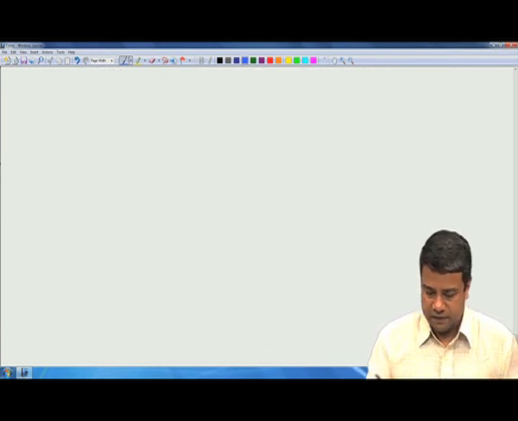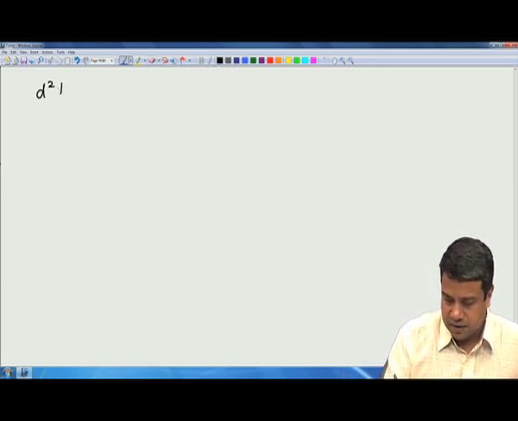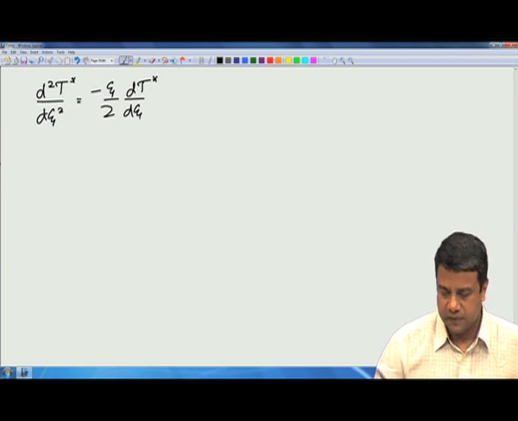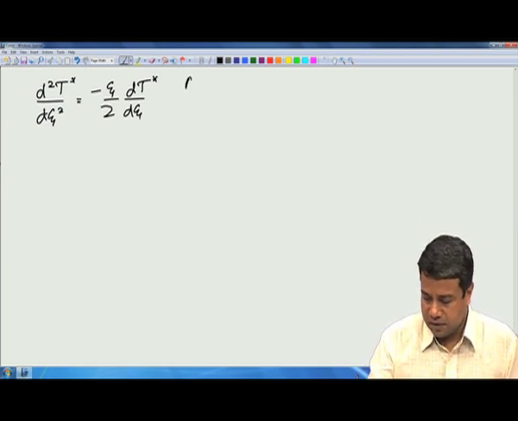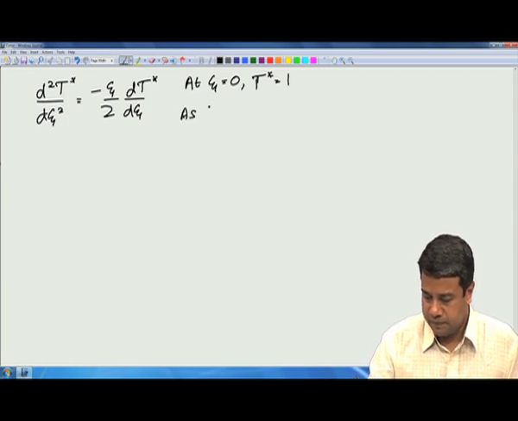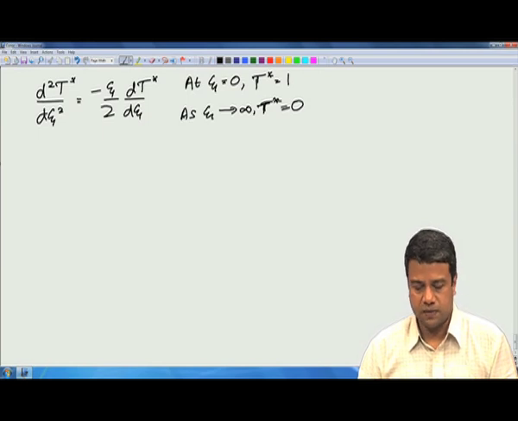The equation that I have is that d square T by d psi square is equal to, okay, and the boundary conditions are at T star is equal to 1. Okay. So, those are the equations and the boundary conditions. Okay. This can be solved quite easily.